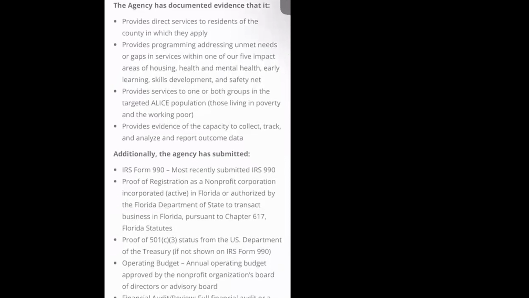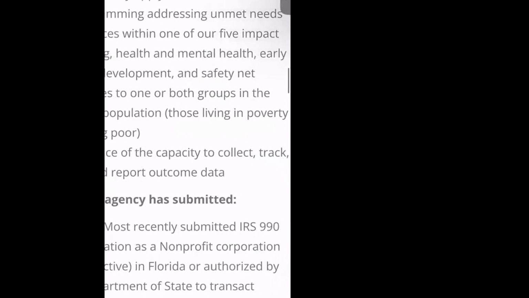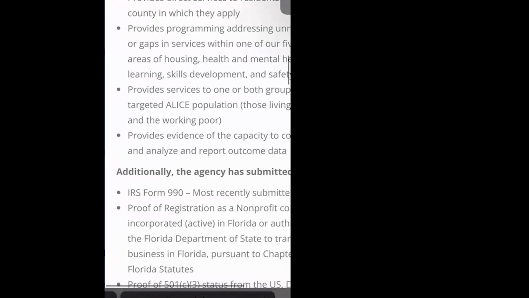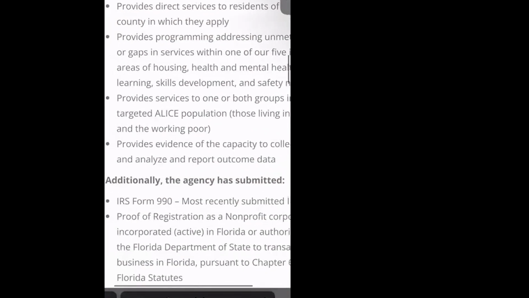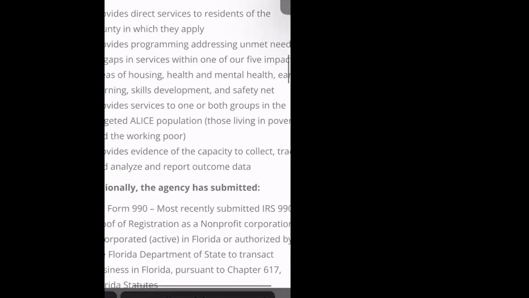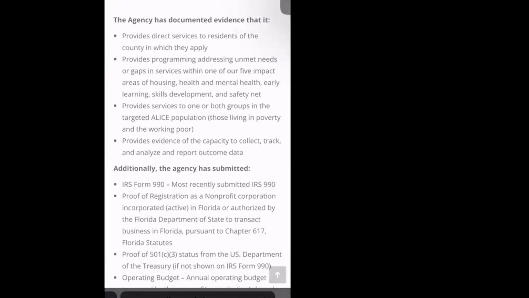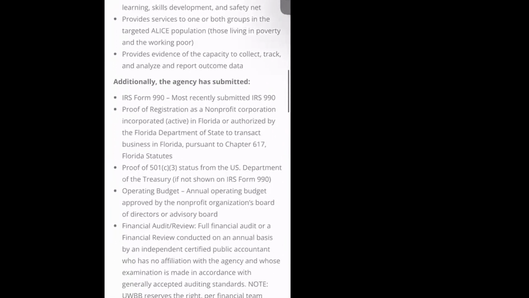One of their things is, you see this right here, providing services to one or both groups in the targeted ALICE population. That ALICE population, those living in poverty and the working poor. So whether you serve young people, old people, people returning from jail, people aging out of foster care, there's going to be some income requirement, and you're going to have to name that.